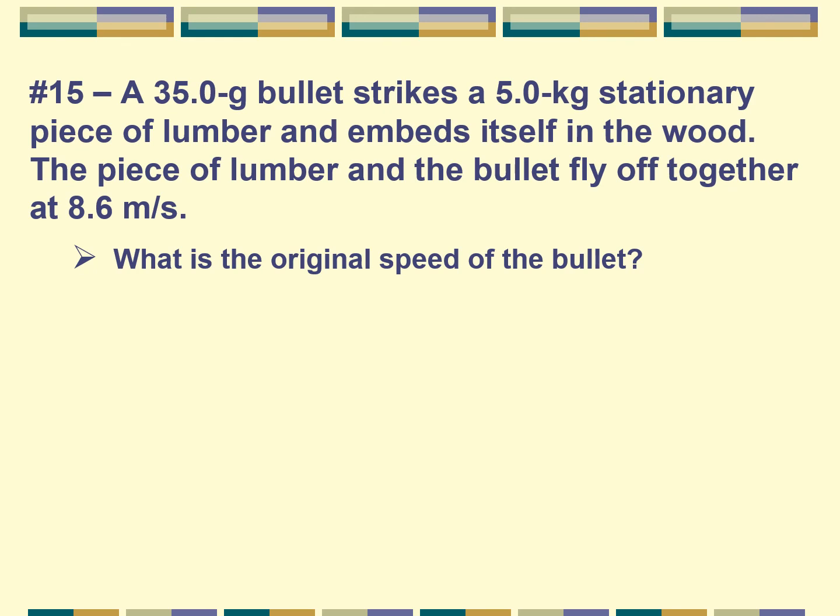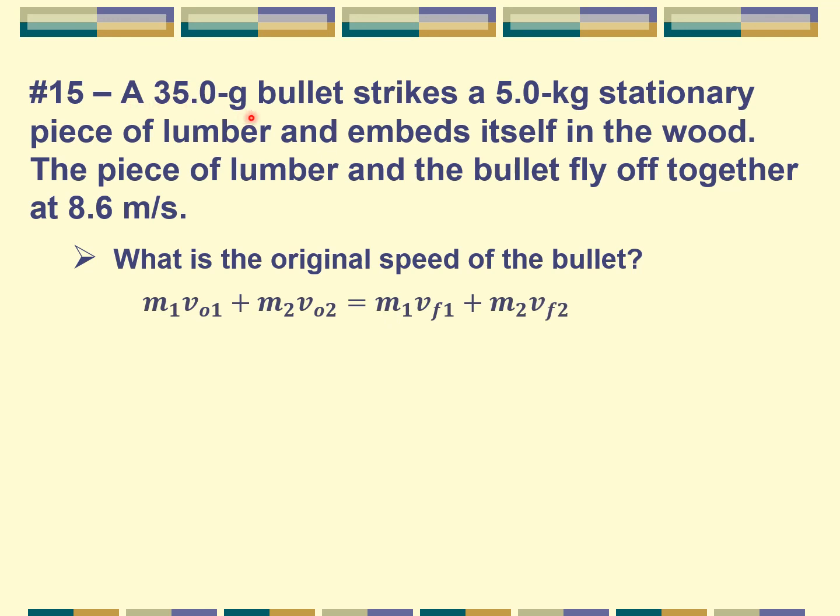In this example, it says that a 35-gram bullet strikes a 5-kilogram stationary piece of lumber and embeds itself in the wood. The piece of lumber and the bullet fly off together at 8.6 meters per second. So what's the original speed of the bullet? So we're trying to look for the initial velocity. All right, so we got our conservation of momentum equation.